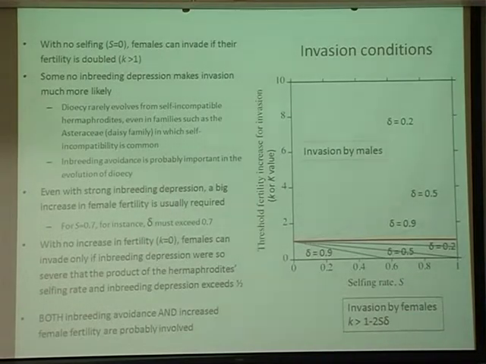And you can see that if you have some selfing and you have some inbreeding depression going on affecting the progeny of self-fertilization, it gets easier for females to invade the co-sexual population. So that's obvious from the equation, and it makes sense, and it fits the empirical result.